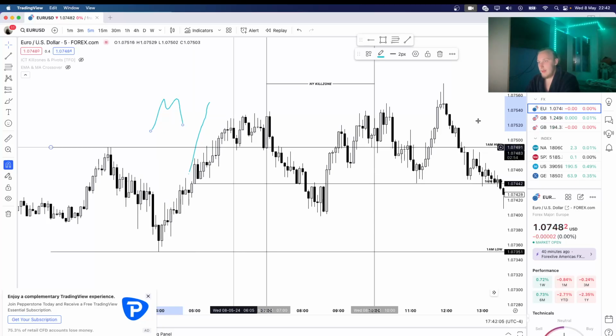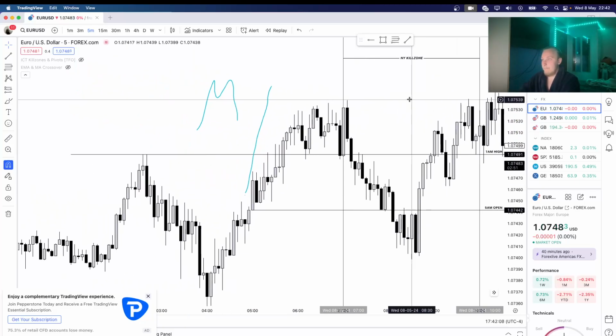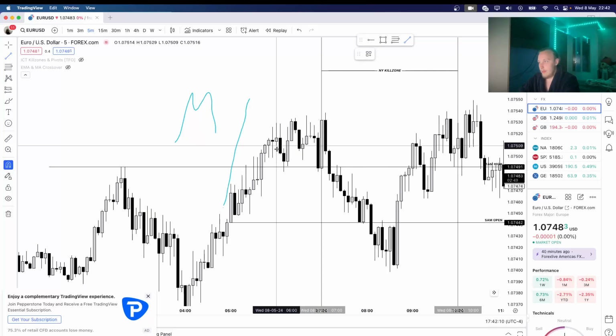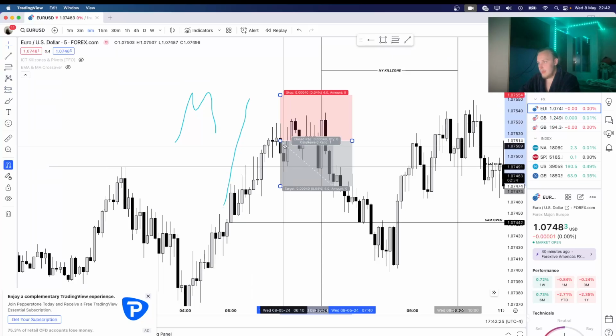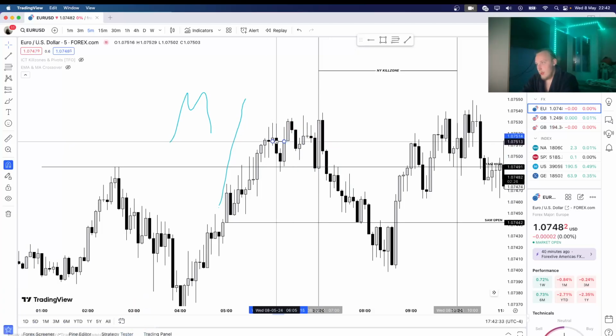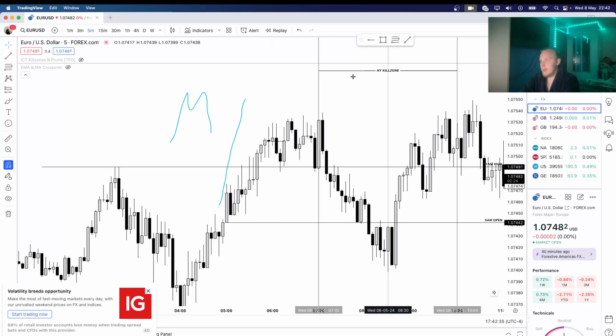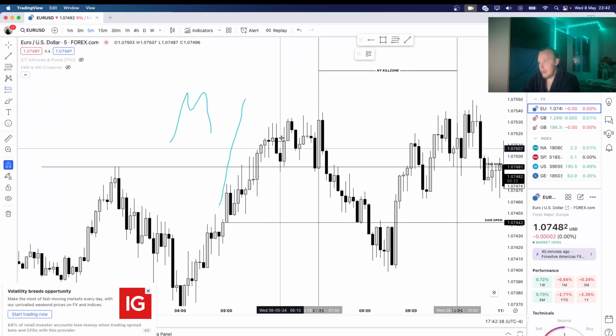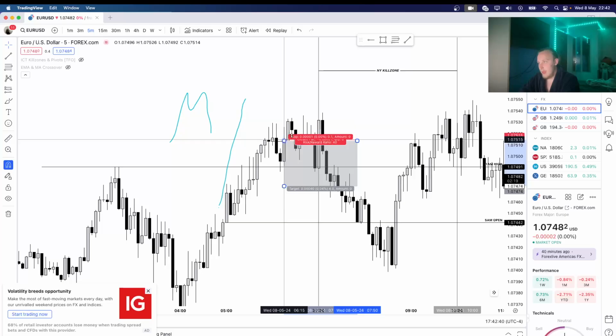Are we then going to enter on, let's say, would that even count? Sort of. Are we going to enter on this change in state of delivery? No. I mean, it's such a small one anyway. I don't even know if you could class that as one. That's not even the right one. It'd be that one, because that sweeps that. Are we going to enter once this candle closes past and put our limits there?